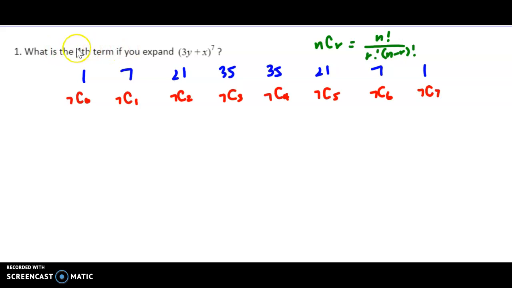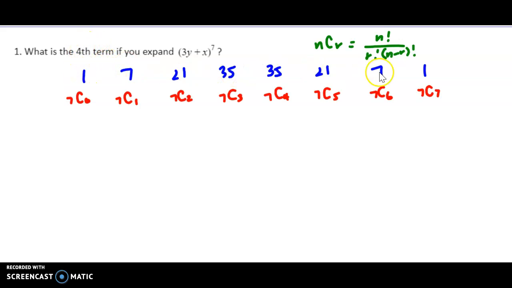So this question says, what is the fourth term, right? And just for this one, because we already have it laid out from Pascal's triangle, the fourth term is going to be here: 1, 2, 3, 4. This one here. And our coefficient is going to be 35, to begin with, okay? But what I want you to notice is it's the fourth term, right?